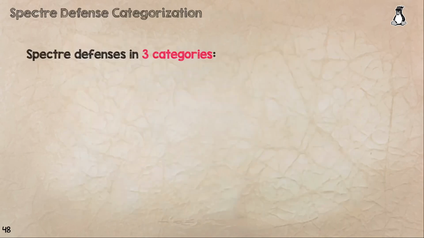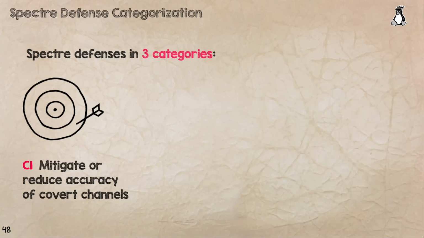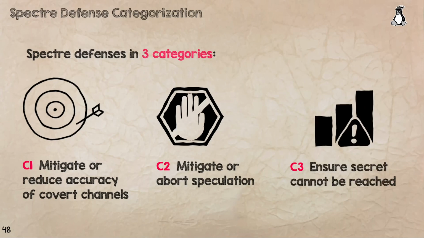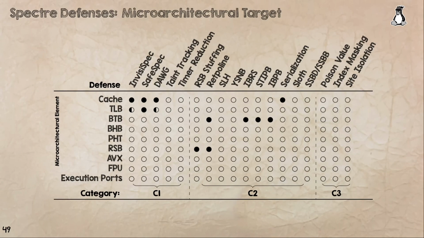But on a more serious note, let's look at Spectre defenses like we did with Meltdown. We have those in three categories. In our first category, we can mitigate or reduce the accuracy of our covert channels, because if we can't recover anything from the cache anymore, we should be safe. At least that's what's claimed so far. In a second category, we can just mitigate or abort speculation whenever it happens. So that should also help a lot. Or we can simply ensure that the secret data cannot be reached anymore, because if you can't access anything, that's much better. But when you take a look at all the different defenses, you can see that we have so many different microarchitectural elements, and most defenses only take a look at very few of them. So you can just substitute one for the other and it still works. That's not good. But let's take a look at some of those in a little bit more detail.